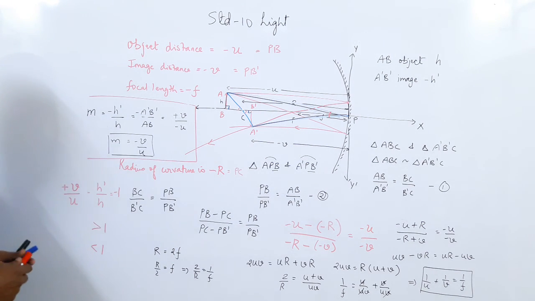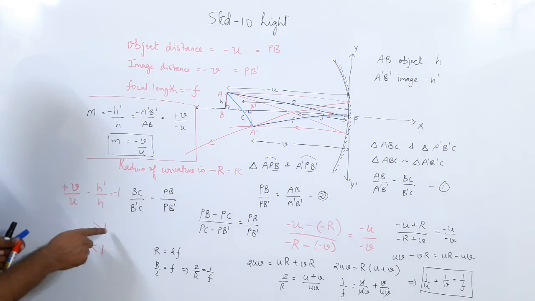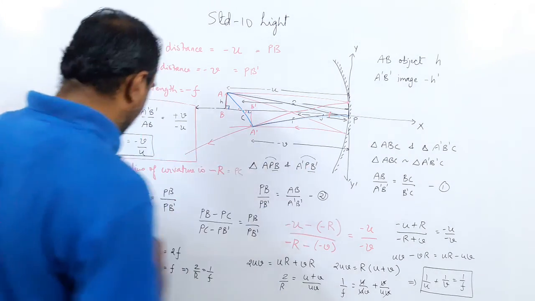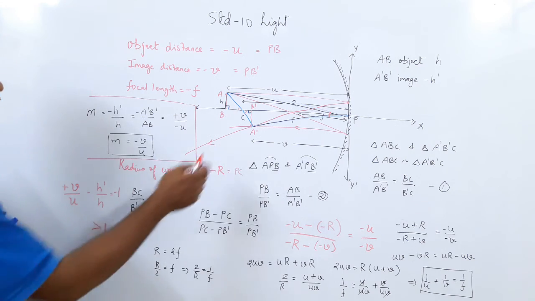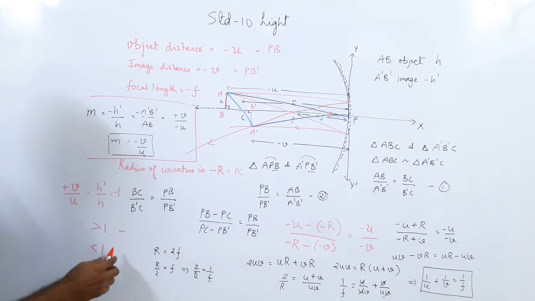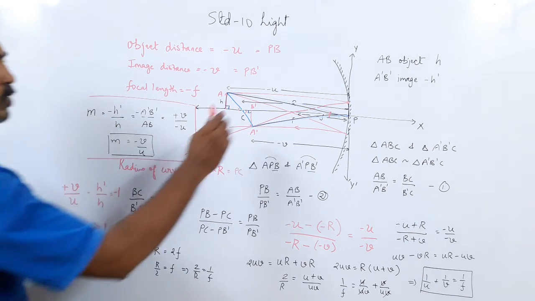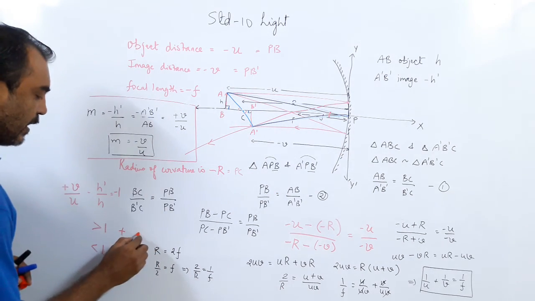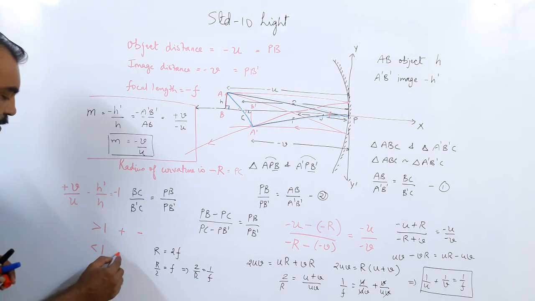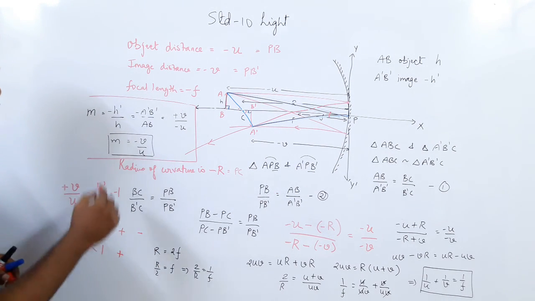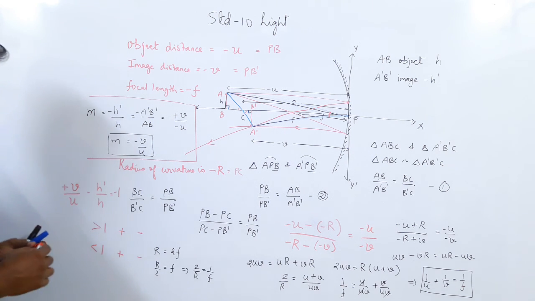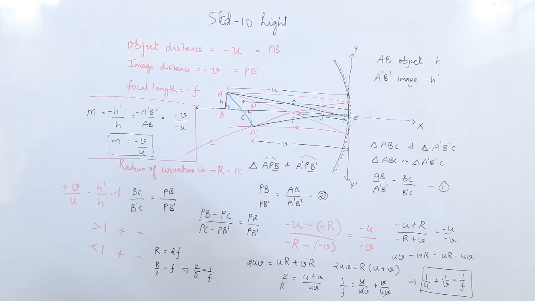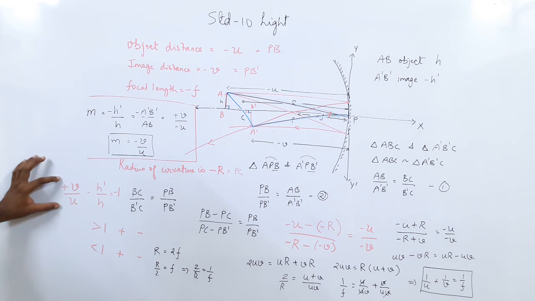And what does the sign tell you? If it is positive, it is virtual and erect. If it is negative, it is real and inverted. In both the cases, positive means virtual and erect, negative means real and inverted. Here also positive means virtual and erect, negative means real and inverted. So this is the convention you need to know.